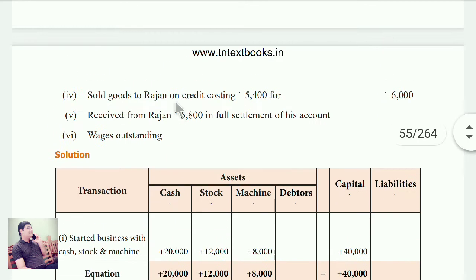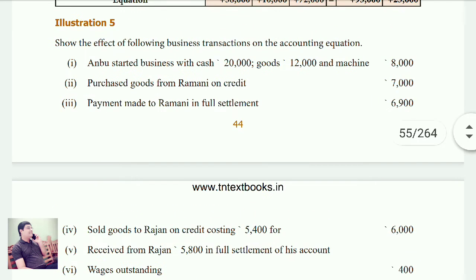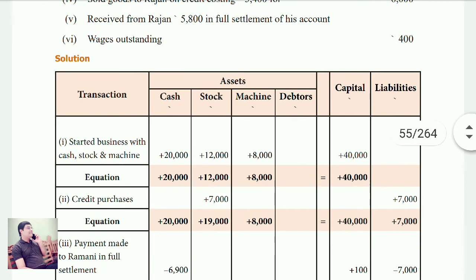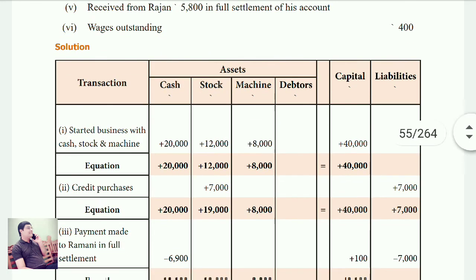Second one is point number 2. Purchase goods from Ramani on credit, rupees 7,000. So when you purchase goods from Ramani on credit, when you take goods from someone on credit, that is called as credit purchase. So whenever you are doing credit purchase, the person who is giving you the goods is known as creditors.